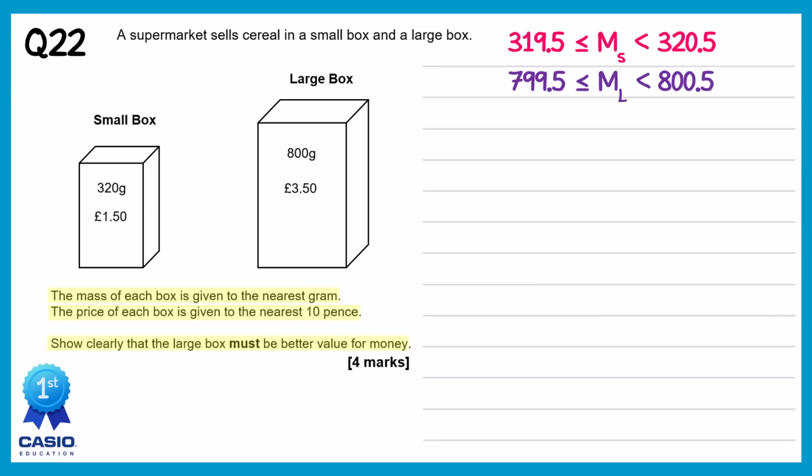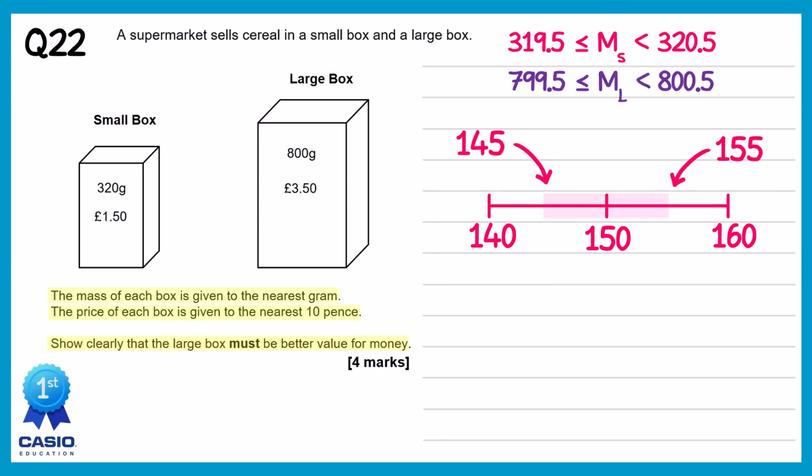Now what about the price? Let's do the price of the small box, which is £1.50, or 150 pence as I'm going to write it. Since this is given to the nearest 10 pence, we'll go 10 pence above and below this, so 10 pence below is 140 and above is 160. The error interval will then be halfway in between these, so 145 and 155.